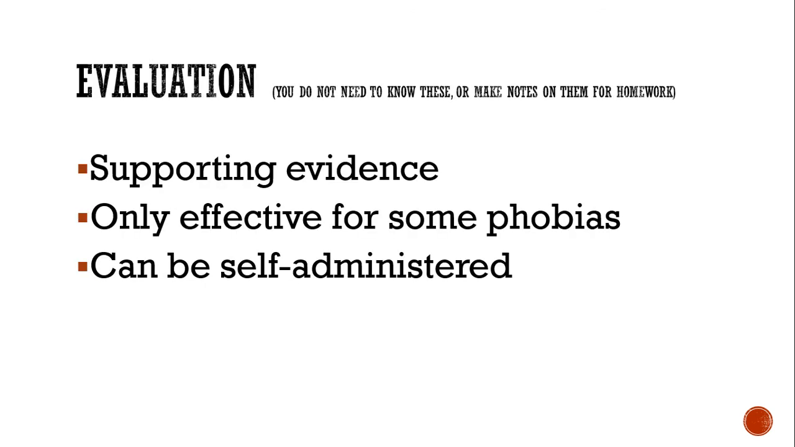And then, of course, evaluations. You don't need to know these for homework, but you can have a think about them. There's some supporting evidence mentioned in the book, which you can have a look at: the idea that systematic desensitization and flooding are extremely effective. However, they're only effective in some phobias, and there are definitely phobias that are more linked to cognitive processes, suggesting they're not completely effective, reducing their validity. And of course, they can be self-administered and are found to be equally as effective, so we save the NHS lots of money. You can have a think about those, but remember, you don't have to know them for homework.